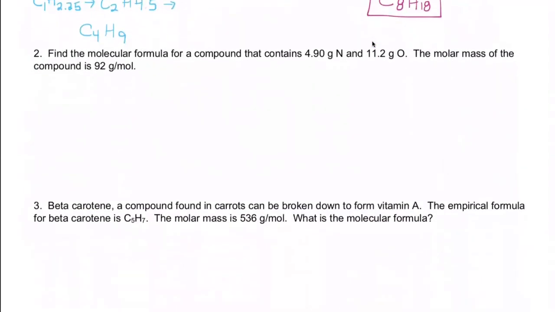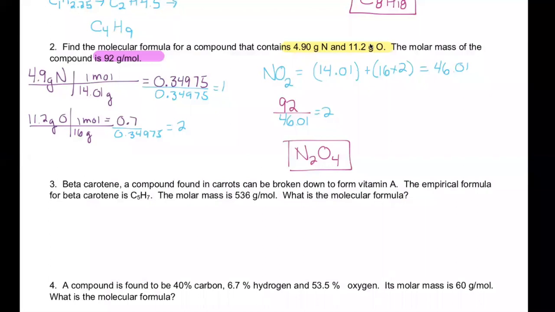Okay, try the next problem. In number 2, we needed to find our empirical formula. So going through our process, we would have determined that that empirical formula is NO2. Finding the molar mass of that, we got 46.01. Dividing the molecular 92 by that number, we get a ratio multiplier of 2. N times 2 gives us 2. O2 times 2 gives us 4, making our molecular formula N2O4. Okay, try the next problem.